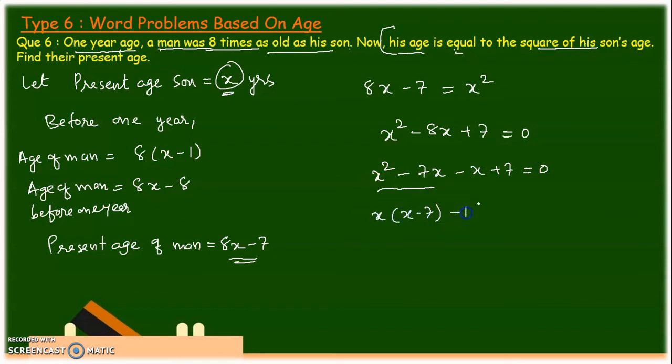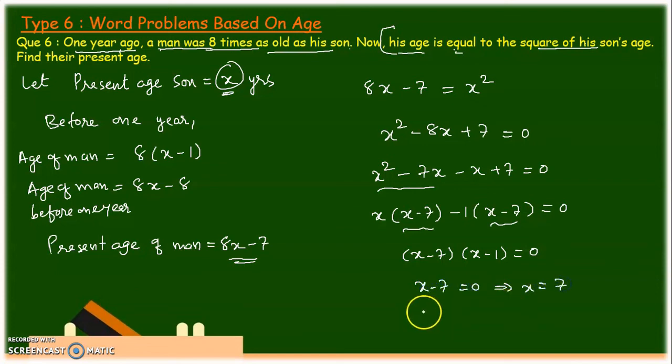And from the second two terms, if you take minus 1 common, so here this is x minus 7 and x minus 1 equal to 0. So if you compare this x minus 7 with 0, then we will get x equal to 7. And if you compare x minus 1 equal to 0, then we will get x equal to 1. But here x equal to 1 is not a possible case.